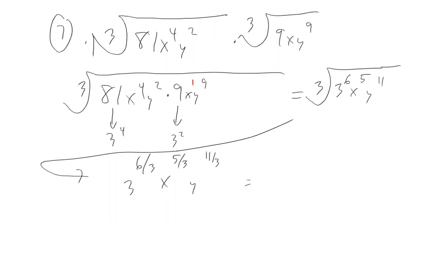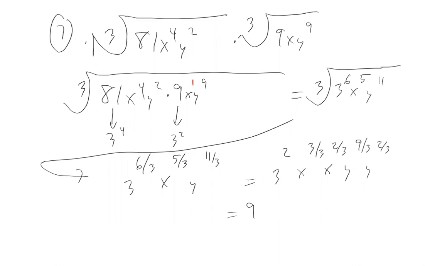Now 6 over 3 is 2, so that equals 3 squared. I can break apart the x to the 5/3 into x to the 3/3 and x to the 2/3, because there's 5 total. And then the y to the 11/3, I can break that apart into y to the 9/3 and y to the 2/3. So the 3 squared is just 9.